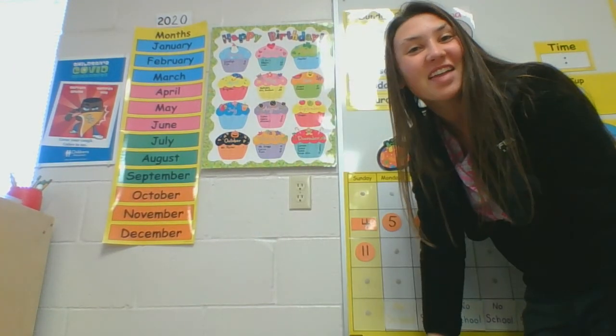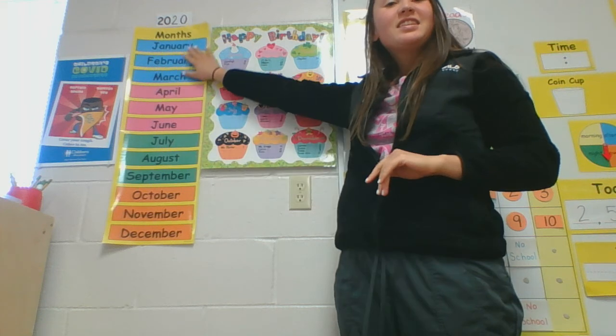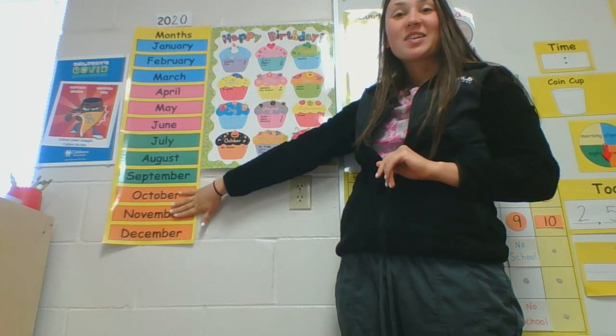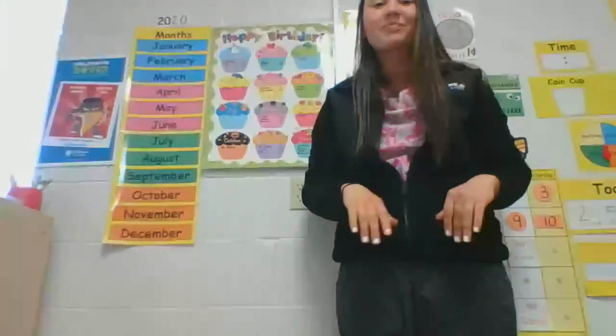Do you remember off the top of your head how many months there are in a year? Yeah, there's 12 months in a year. You can stand up on the ground and then do the song and the dance that goes with our months of the year if you would like to do that. So go ahead and stand up.